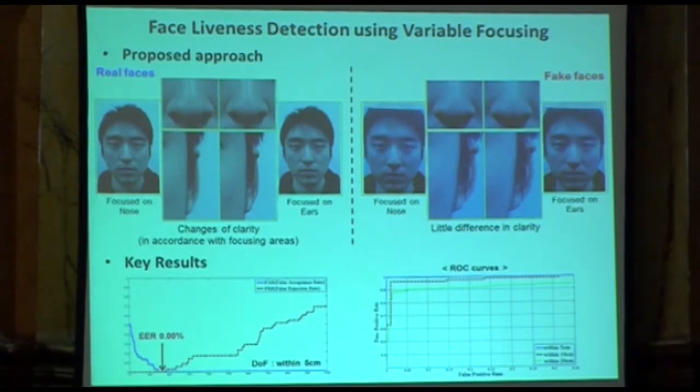For evaluation, we took pictures by ourselves and conducted several tests using various depths of field. Those figures are our experimental results. According to depth of field, we could obtain the best result. We will mention further details in the poster session, so if you have any interest in our research, please contact us. Thank you.